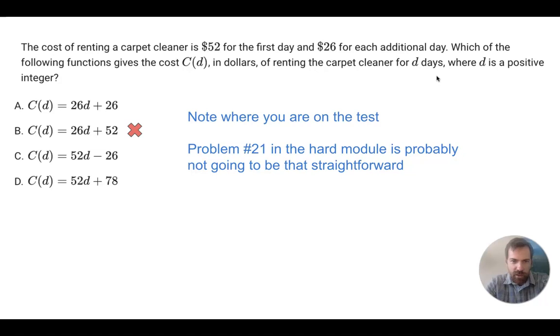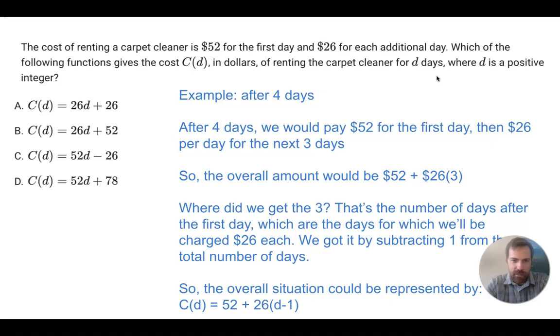Okay, so why was this wrong? Let's break it down. Let's look at an example. Let's say that you rent it for 4 days, right? This will help to ground it a little bit and help us to see what we're doing. So if you rent it for 4 days, then we're paying $52 for that first day, right? And then we're paying $26 per day for the next 3 days, right? Because it's just for the additional days, right? So 52 for the first day. For the next 3 days, we pay $26 each day. So the overall amount is going to be 52 plus 26 times 3.